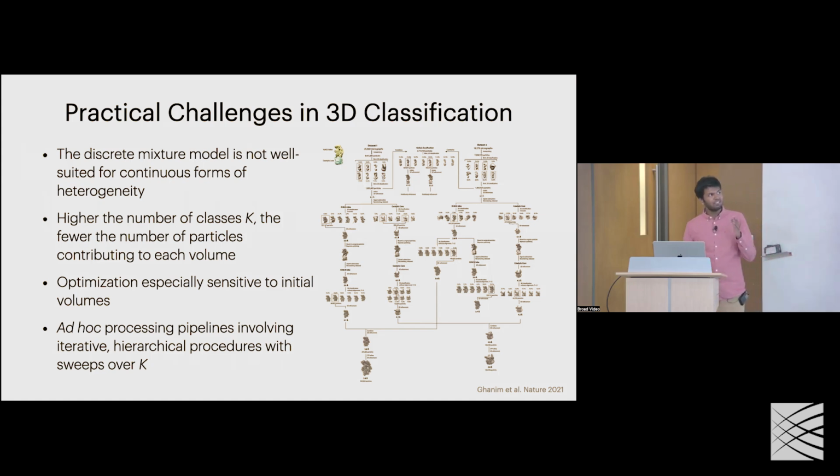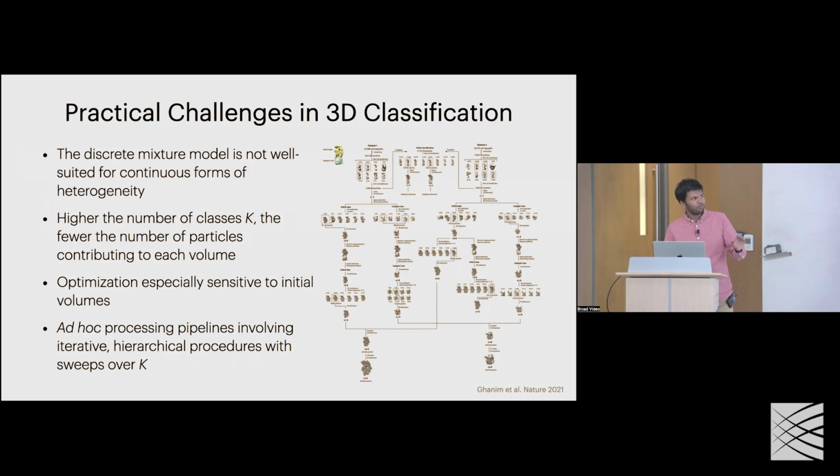In practice, 3D classification, which I just showed, is still quite challenging for a multitude of reasons. First, we assume that each image arises from one of K structures. This is well suited for the example I showed, where you have this ribosome in discrete states. But a lot of molecules exhibit more continuous motions, right? Where like a domain is moving around. And so it's hard to represent those forms of heterogeneity with just a discrete set of structures.